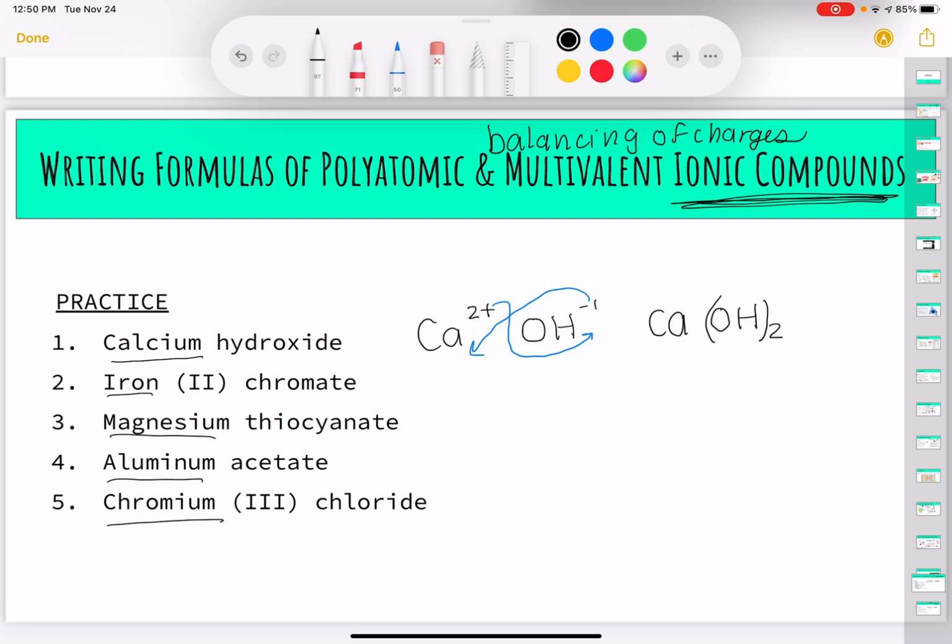All right, so that is how you would do that type of writing of the formula. And that one would be known as a polyatomic compound because it has that OH, which is from our polyatomic sheet.